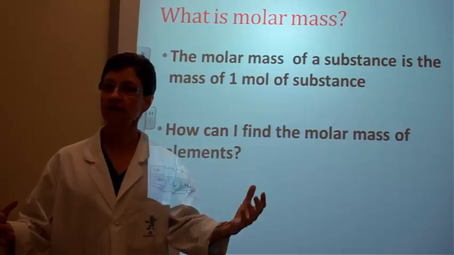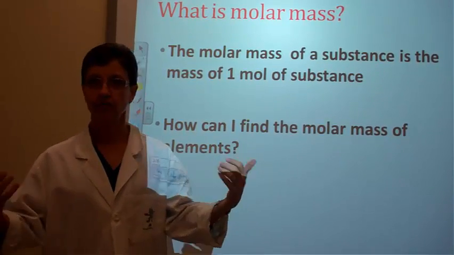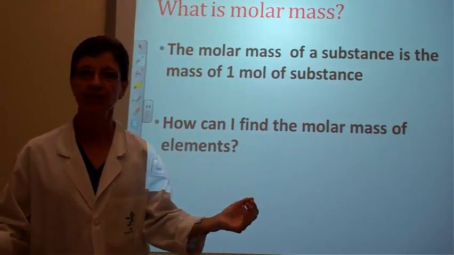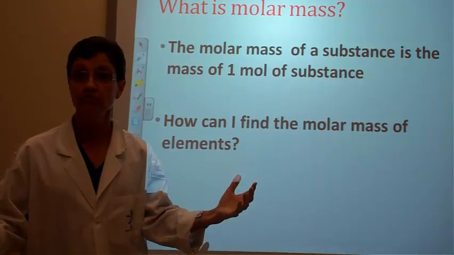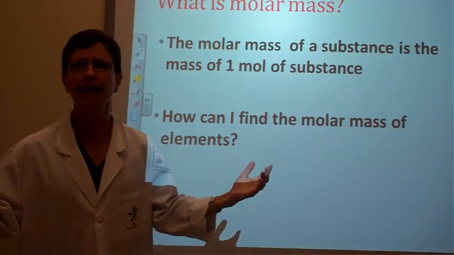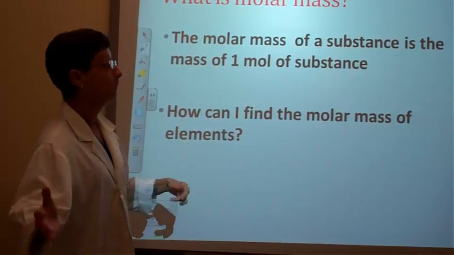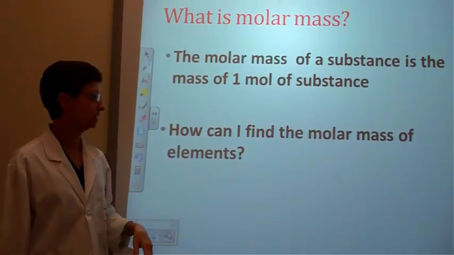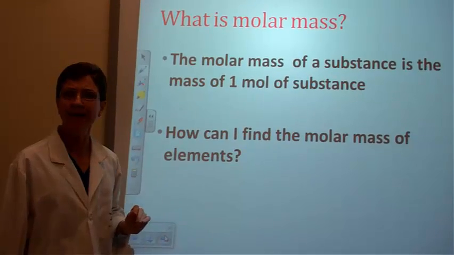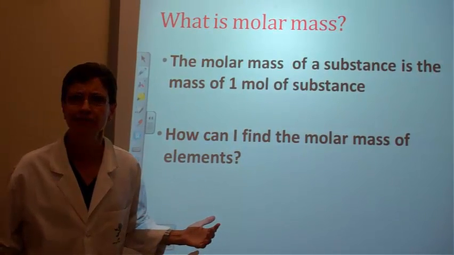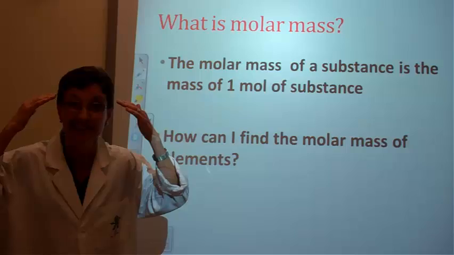The molar mass of chlorine is 35.453. The molar mass of aluminum, 26.981538. It doesn't matter what the substance is. How can I find that molar mass? Where was I getting that from? Do I just have all that in my head?